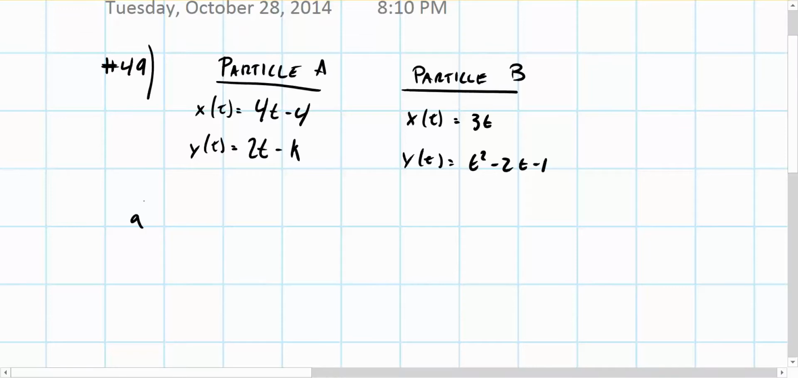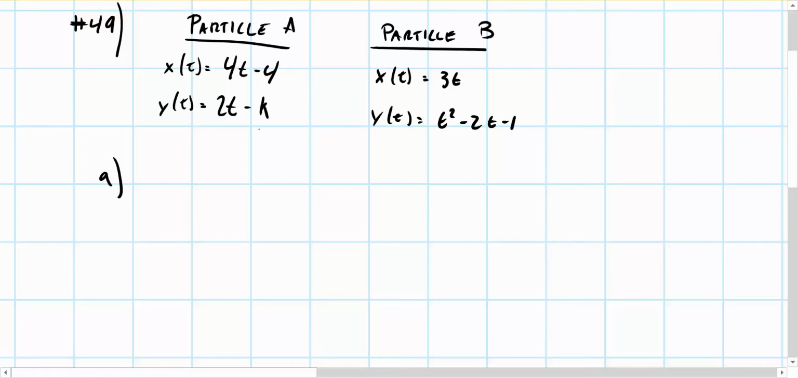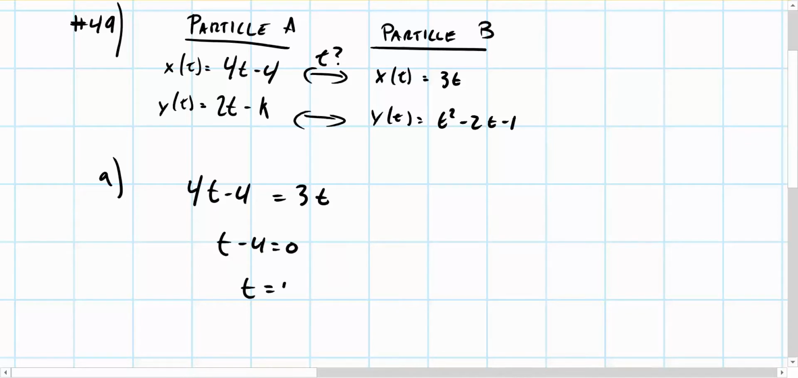So part A, if k equals 5, do the particles ever collide? For the particles to collide, we know they have to have the same x position and y position at a given time, or for a given t value. So let's start by setting these two equations equal to each other and seeing what our t value is. For the x's, if we have 4t minus 4 is equal to 3t, we can subtract 3t from both sides and we get t minus 4 equals 0, or t is equal to 4.